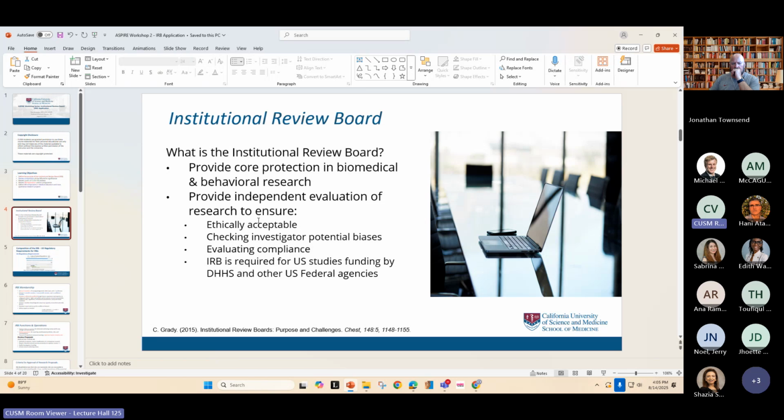And in these sub-bullets here, it's to provide independent evaluation of research to ensure ethically acceptable practices, checking investigator potential biases, evaluating compliance with federal regulations. And IRB is required for US studies funded, where funding is by the Department of Health and Human Services and other US federal agencies. Typically, if there's any monies involved, especially from municipalities or the federal government, IRB approval and oversight is often required.